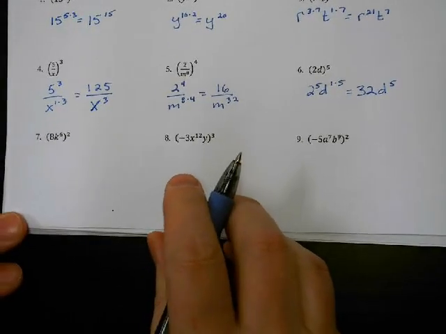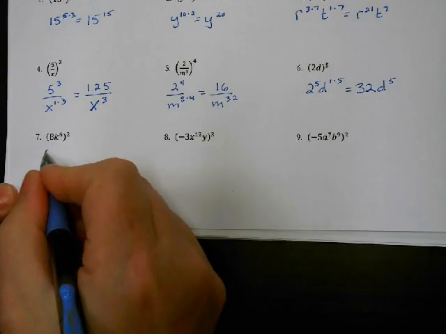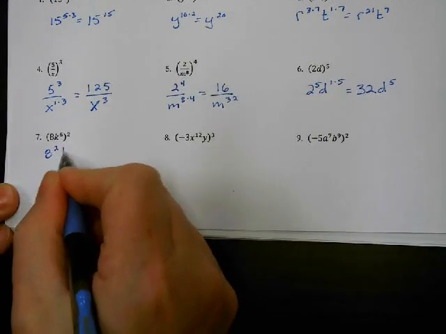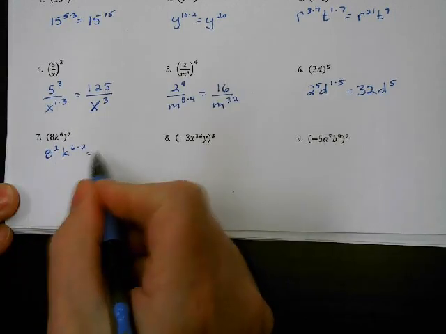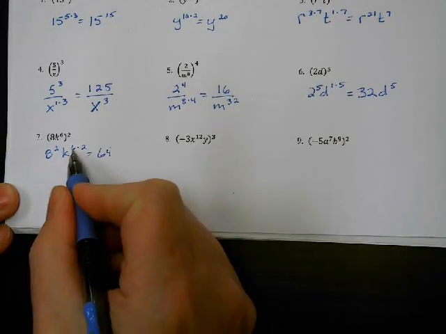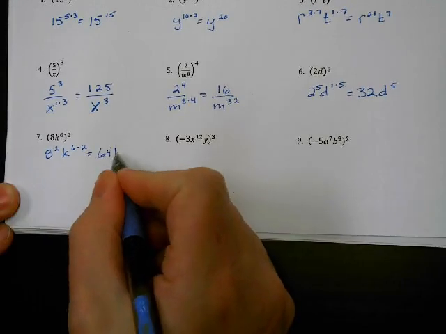Next, 8 to the 2nd, and then k to the 6 times 2. 8 times 8 is 64. 6 times 2 is 12. So we get 64 k to the 12.